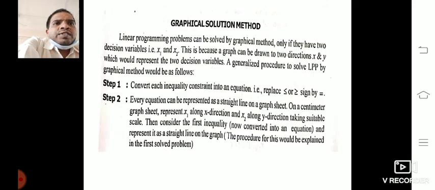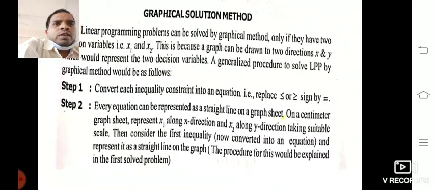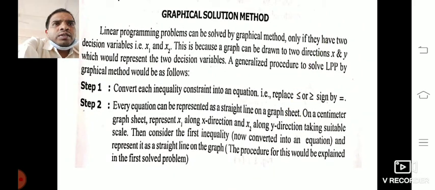Now these are the steps you need to follow for the graphical method. To solve an LPP problem by using the graphical method, you need to follow these steps. The first step: convert each inequality constraint into an equation. How do we convert? Just replace the less than or greater than sign by an equal sign. That is step 1.